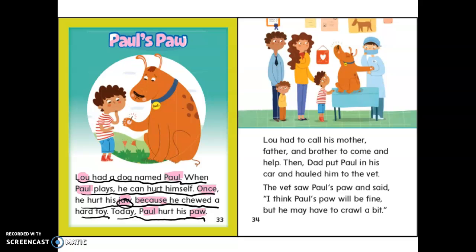Once again, we have our spoon card for the word Lou. And we have Paul. This word is hauled. Then we have saw, which has our AW spelling. Once again, we have Paul, but then this has apostrophe S, which means that it belongs to him. So we're talking about his paw. So Paul's paw. And there's Paul's paw again. And then the last word we have with our aw sound is crawl. Let's go ahead and read it together.